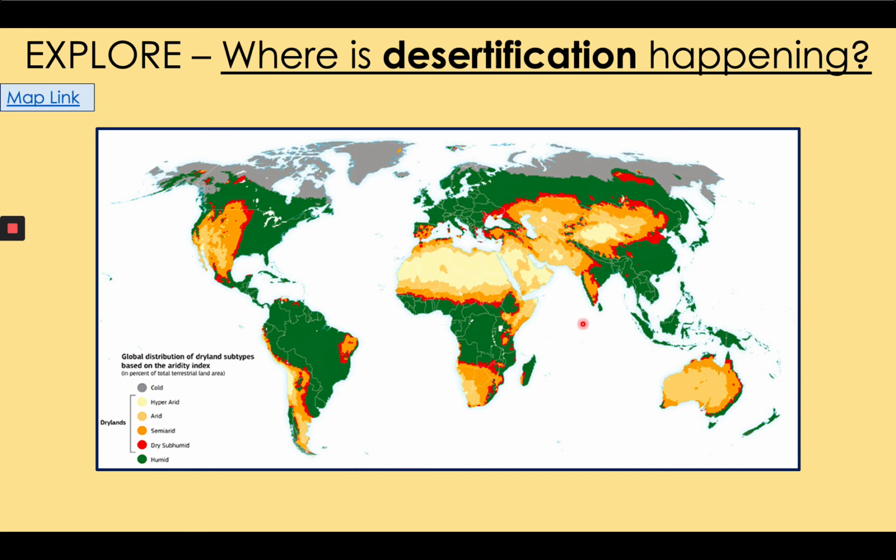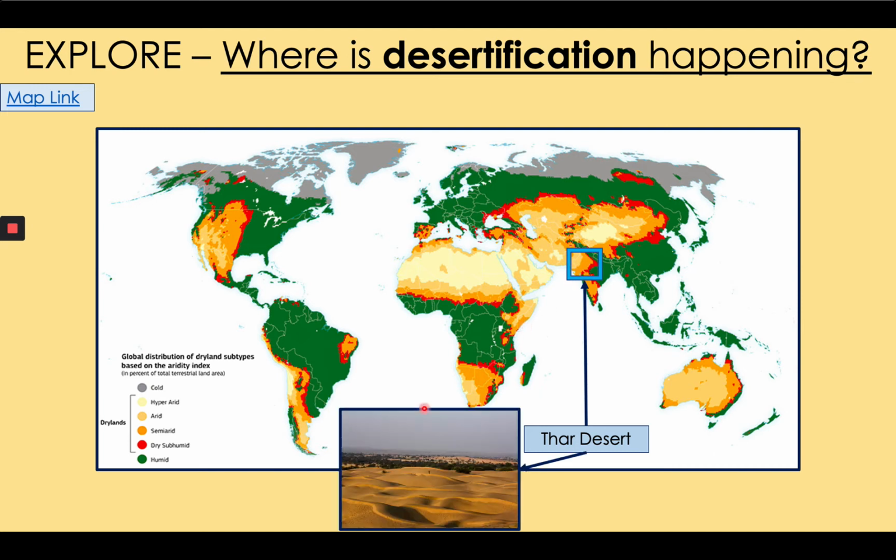We're going to focus on two key places today and in the next lesson, and I'm going to show you three right now on this map. The first is the Thar Desert. If you see, the Thar Desert is mostly semi-arid area, and in the west of the Thar Desert you have an arid desert. That looks like this. And I'll show you how desertification is increasing because of human activity.